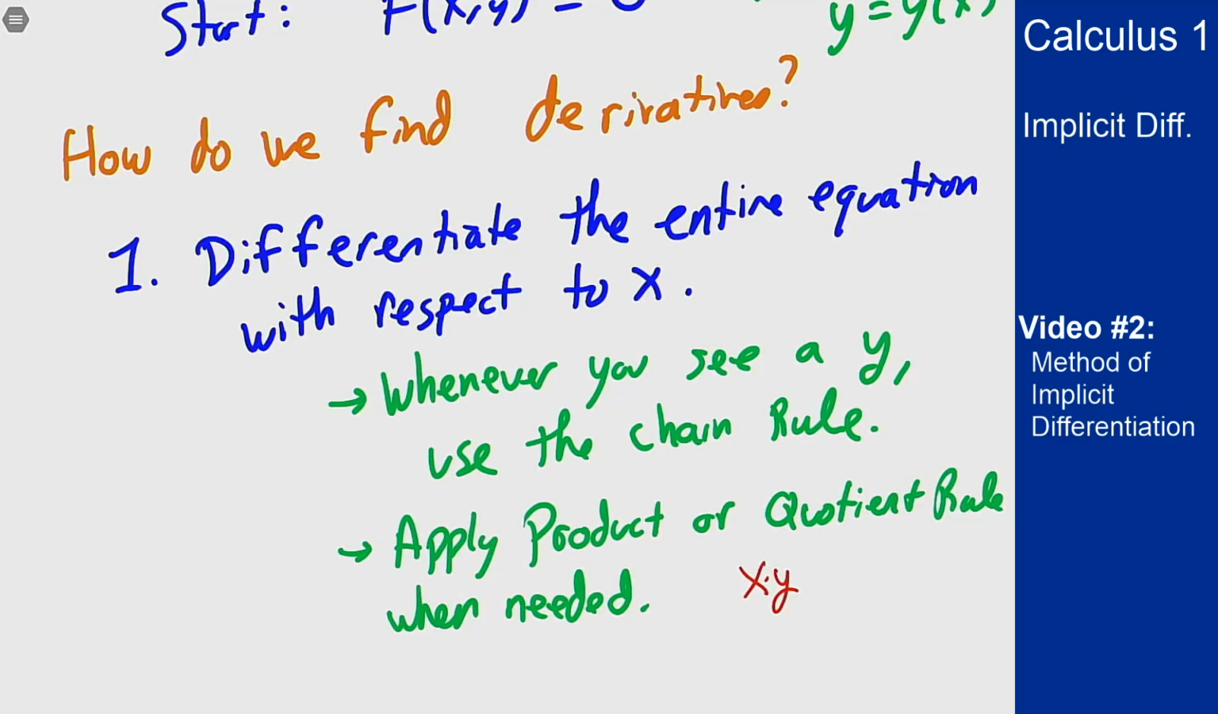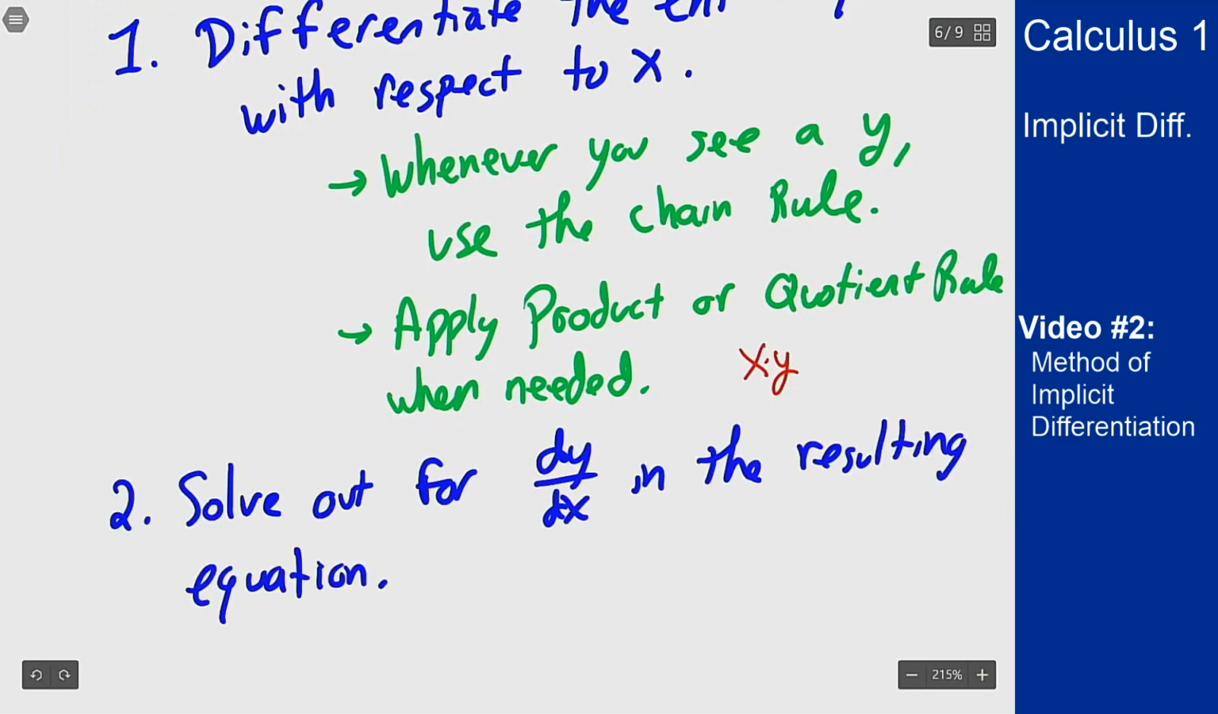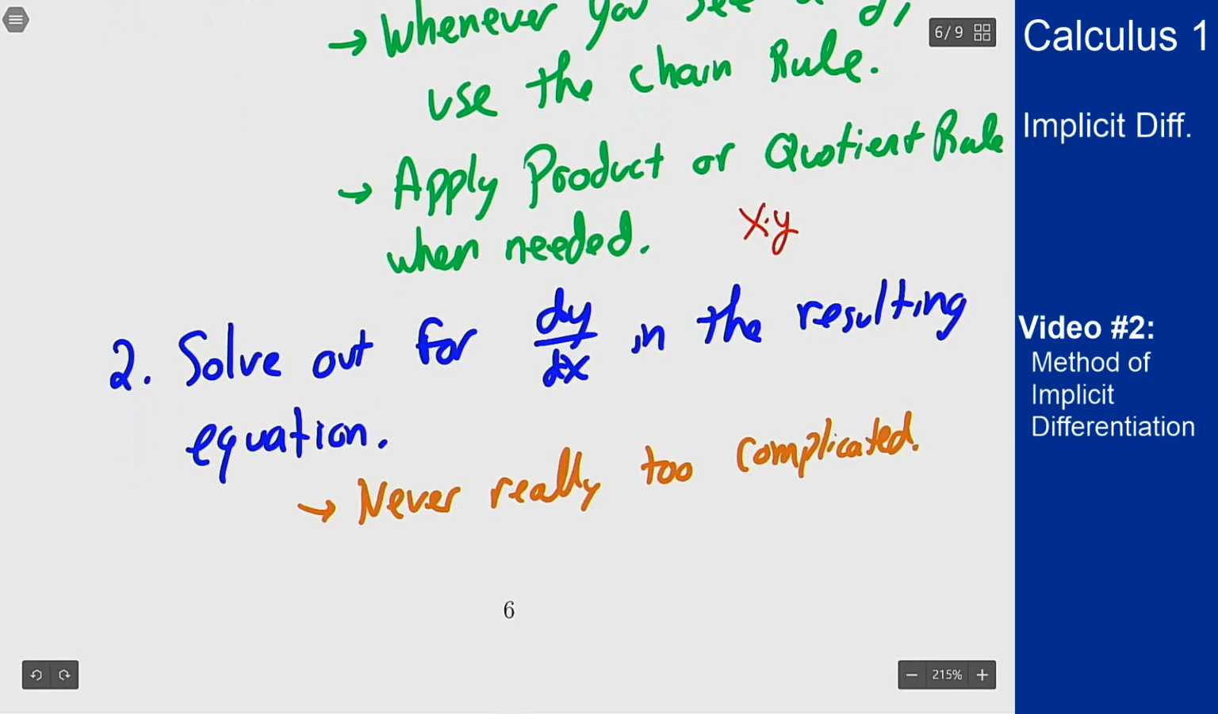The second step is now to solve for dy/dx in the resulting expression. And thankfully, this part is never really too complicated, and that's because of the way the chain rule works. When the chain rule hits a derivative, it puts the dy/dx term on the end, multiplied by whatever stuff comes before it. So even though you have a really complicated function, it's going to be complicated stuff times dy/dx.